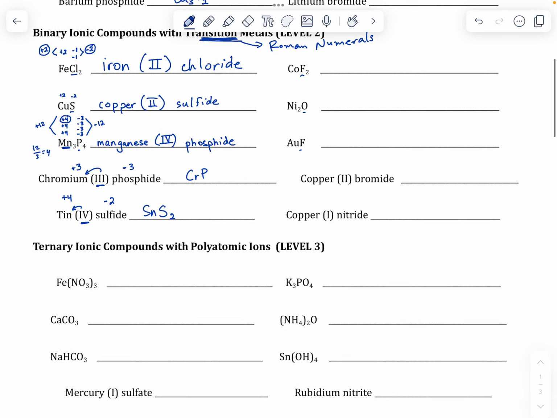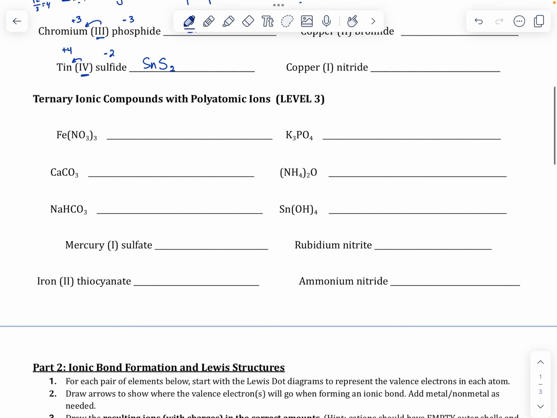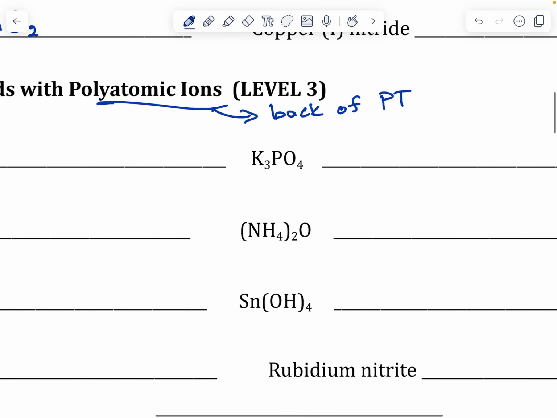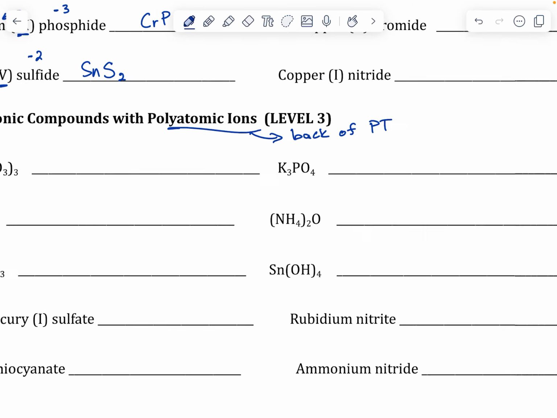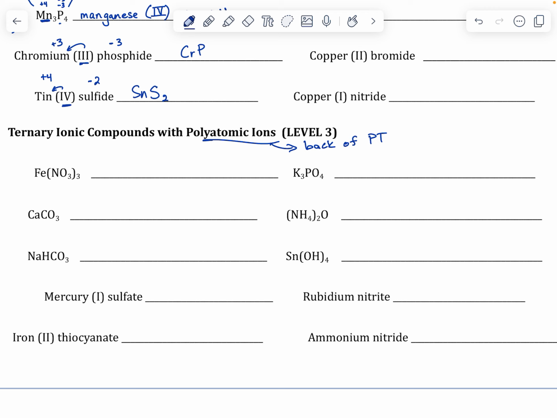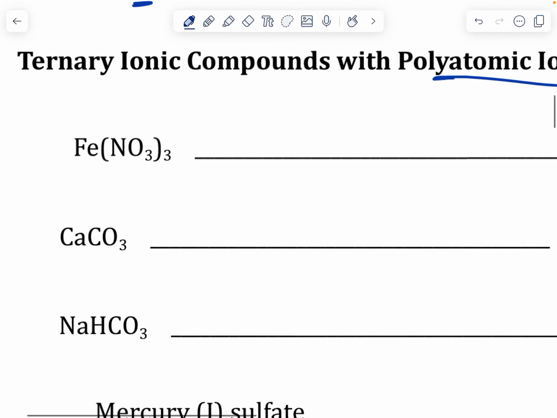Now we're going to put everything all together here with the polyatomics, and we're going to say that when we have polyatomics, those are represented on the back of the periodic table, and for the most part, they are going to be anions. They're going to take the place of the negative nonmetals, but there are some instances which you'll see where we use our positive polyatomic, which is ammonium. But going through this, let's do a couple of these.